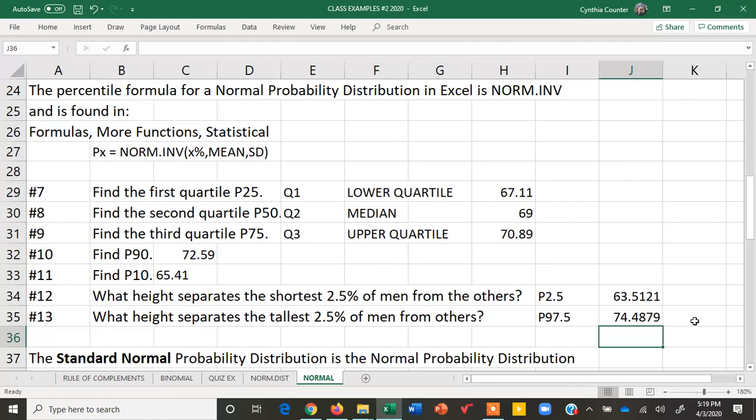So I hope this video was useful in showing you how to find percentiles, how they're related to quartiles, and a little bit of how it all matches up with the normal distribution graph. Thanks for watching.